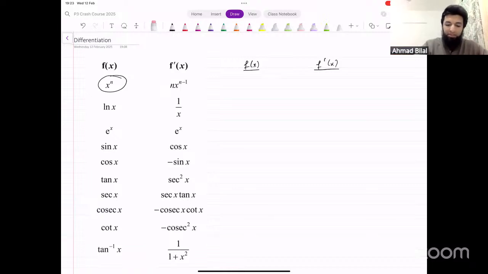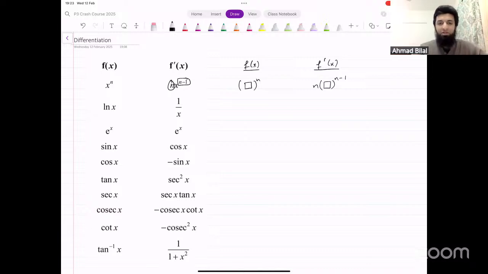You can generalize it like this, as we did in paper one, that if we have anything raised to power n, the derivative of that is going to be n, you multiply by the power, and then the power gets subtracted by 1, so n minus 1. But then there's one additional step that the formula sheet does not explicitly tell you. If you have anything other than x, any other expression, you also have to multiply by the derivative of that thing. Whatever is inside the bracket, you also have to multiply by the derivative of that.